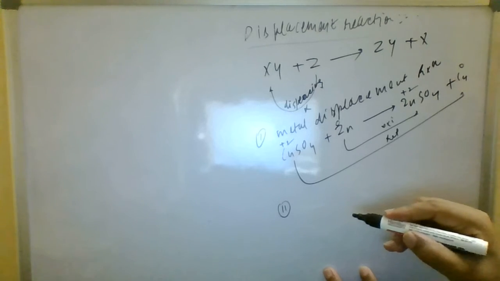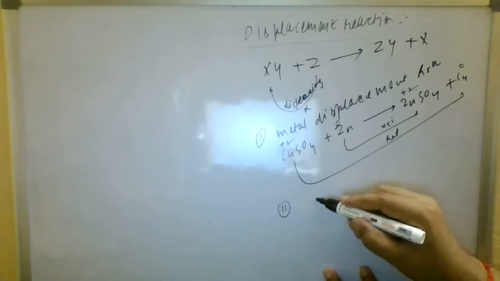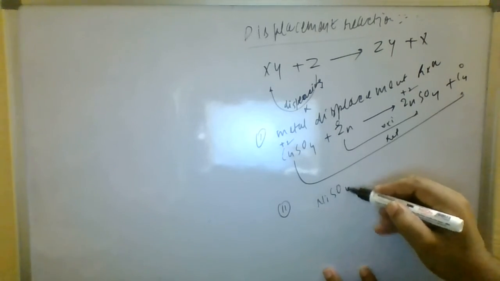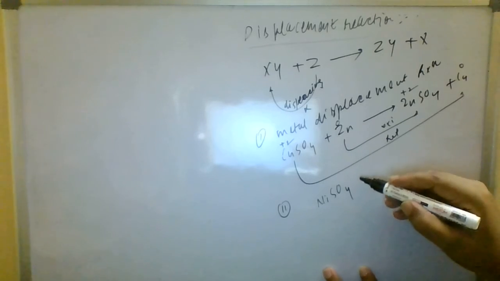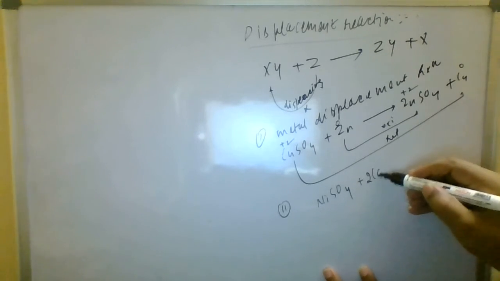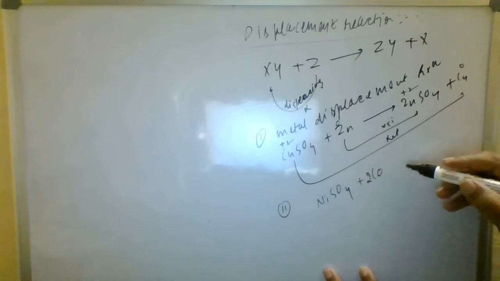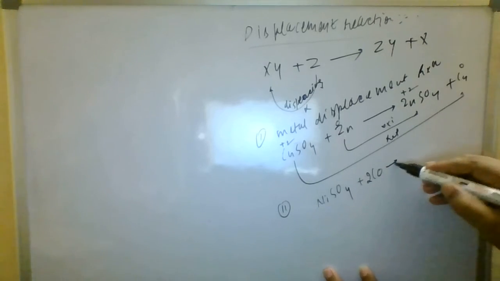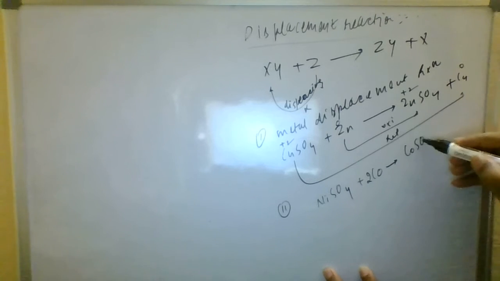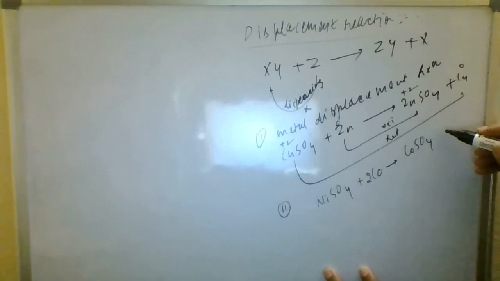Now suppose we have another example. I am taking NiSO4, and this NiSO4 is treated with cobalt. So what you find is that it gives cobalt sulfate, CoSO4, and it also gives Ni.